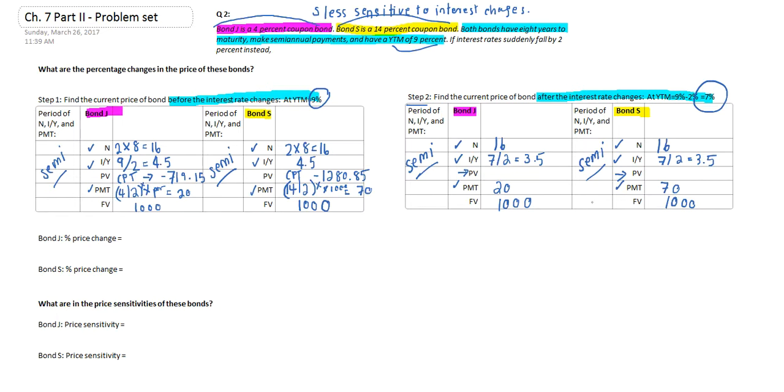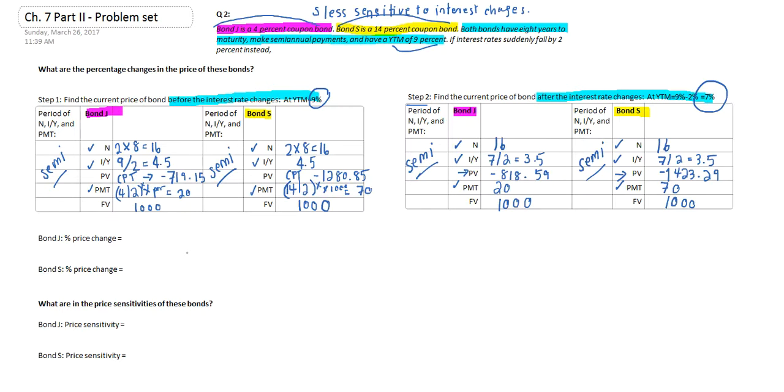What I got here for bond J, the present value, is 818.59, while for bond S it is negative 1,423.29. So now we have the bond price, the current price before and after the interest rate change.